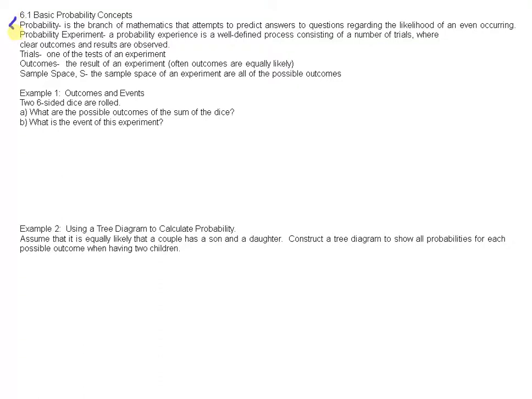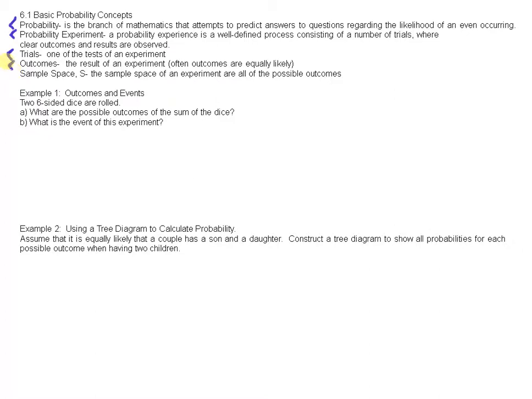Okay, probability experiment, that's when you actually do an experiment, whether you roll a die 10 times or you pull a card 4 times. This is where clear outcomes and results are observed. When we talk about trials, we talk about one of the tests of an experiment. So one roll of the die, or one choosing of a card, or one flip of a coin. And the outcome is what actually happens, the result of an experiment.